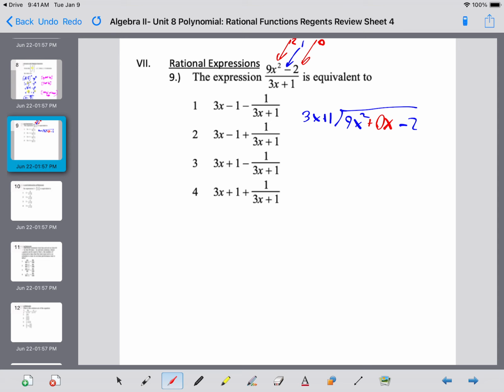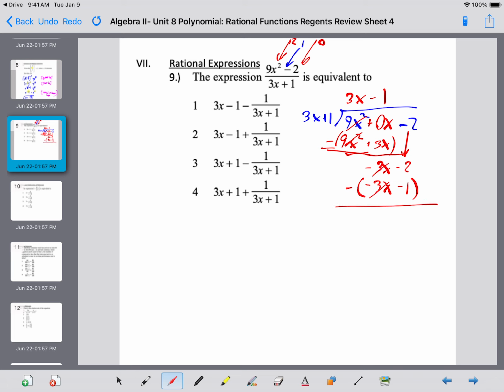3x goes into 9x squared. 3x times 3x, 9x squared. 1 times 3x, 3x. Subtract that whole term. First term always cancels out. You get negative 3x. 3x goes into negative 3x negative 1 times. Negative 1 times 3x is negative 3x. 1 times negative 1, negative 1. Bring down the negative 2. Subtract. First term cancels out. Negative 2 minus negative 1 is negative 1.